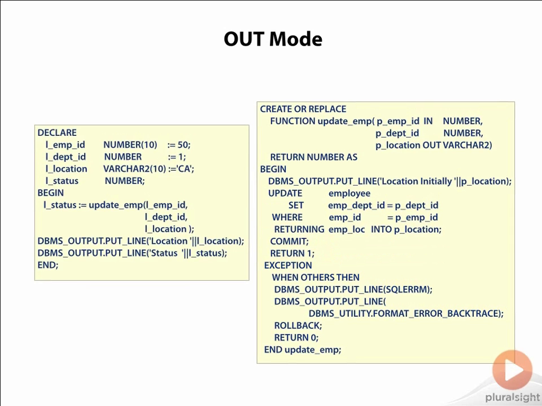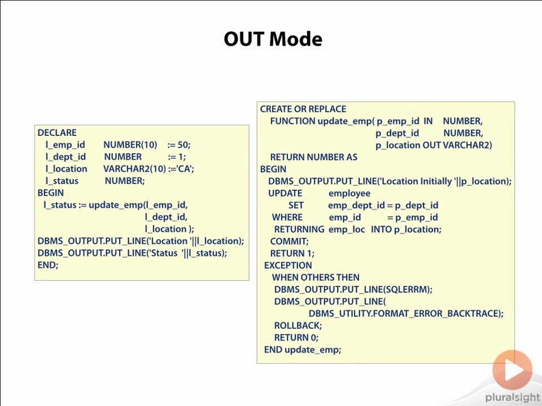Now in this code snippet, we declare lEmpId with a value of 50, lDptId with a value of 1, and also declare lLocation of type varchar2(10) with an initial value of CA. Inside the execution section, we call the updateEMP function passing the 3 parameters in order and assign the return value to lStatus. We then print the value of lLocation and lStatus.